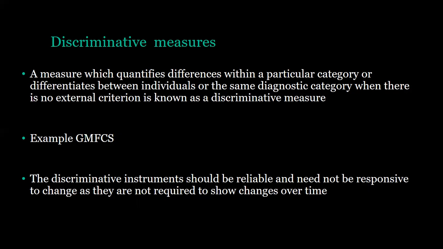Discriminative measures are measures which quantify difference within a particular category or group of patients. Example I have spoken about is GMFCS and Brunstrom grading. And discriminative instruments, they are reliable and need not be responsive to change, as they are not required to show changes over time.